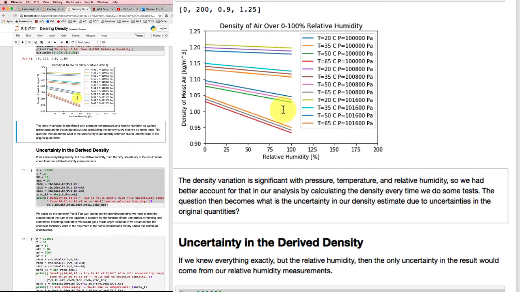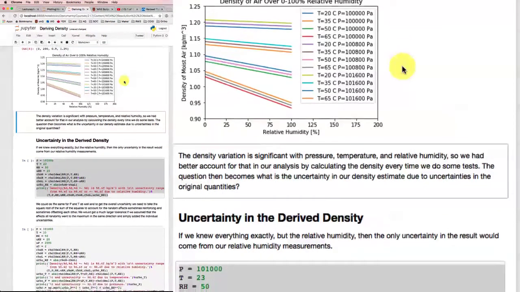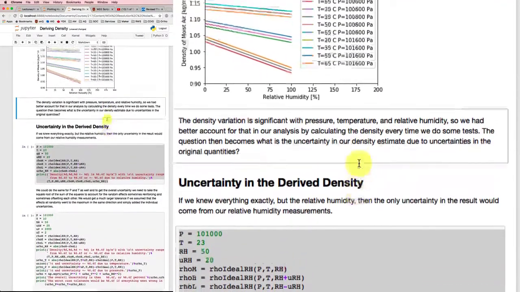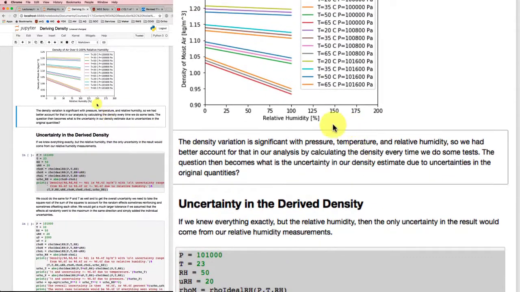And I do that plot and I find the same collection of densities, but now I've got a different quantity on the x-axis here. I got relative humidity, and I can see that the slopes of these lines are different. So the function's now a little bit more complicated. Now the question then becomes, how are we going to estimate our uncertainties in this derived density number, especially if we're starting with relative humidity?